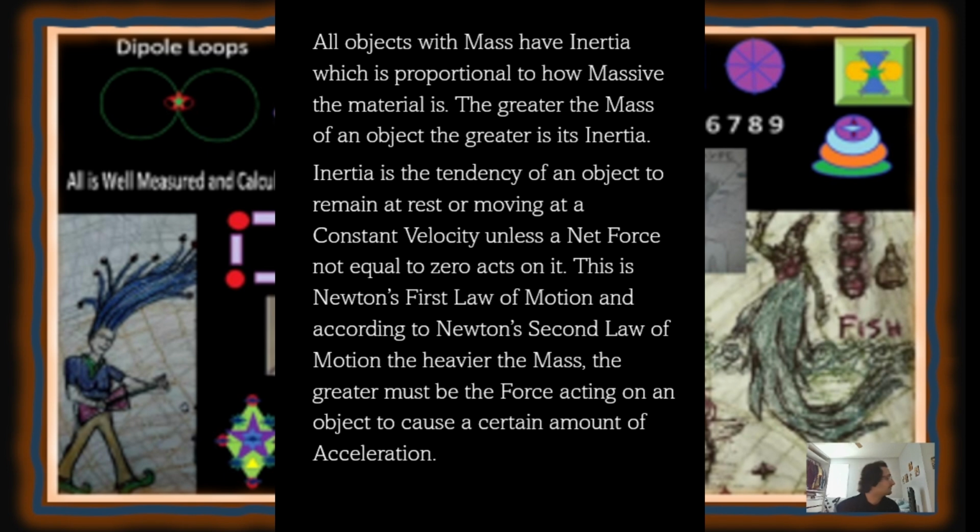Inertia is the tendency of an object to remain at rest or moving at a constant velocity unless a net force not equal to zero acts on it. This is Newton's first law of motion, and according to Newton's second law of motion, the greater the mass, the greater must be the force acting on an object to cause a certain amount of acceleration.